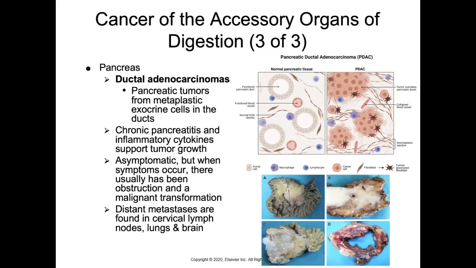If the tumor is found more within the body or the tail of the pancreas, it can infiltrate the posterior abdominal wall. Now, when this cancer first comes about, it tends to be asymptomatic, but when the symptoms occur, there's usually, like we said, an obstruction and a malignant transformation. And typically we'll have some symptoms that are vague, such as upper abdominal pain that can radiate to the back or shoulders. And as this cancer spreads and affects our lymphatic and circulatory systems, we can find metastases within the cervical lymph nodes, lungs, and brain.